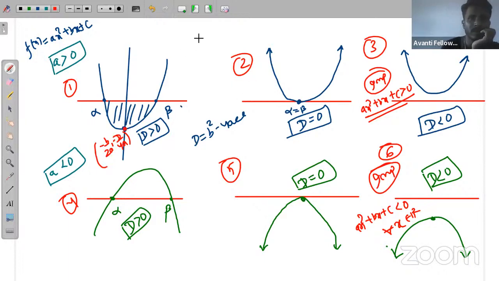So we are talking about the polynomial function. We saw what a polynomial function is, how the graph looks like, and different types of polynomials: linear polynomial, quadratic polynomial, cubic polynomial, and okay.